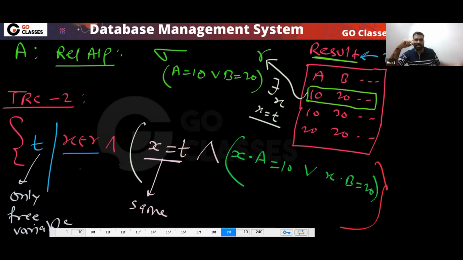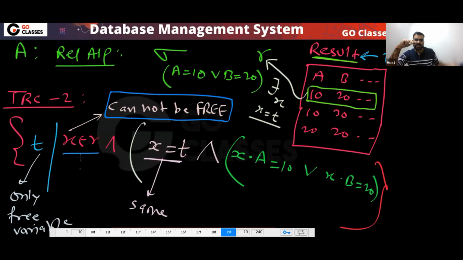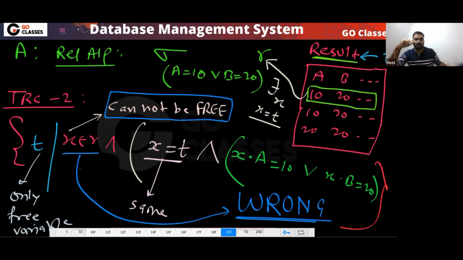This we have already seen in the lectures. This should be the only free variable, so this cannot be free. Agree? That is the reason this is wrong. Is this clear? Tell me yes or no.